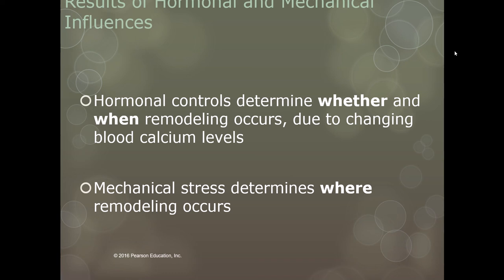So two regulatory mechanisms for controlling remodeling. The hormonal control determines whether and when remodeling occurs, always in response to changing blood calcium levels to maintain our blood calcium levels. But then the mechanical stresses will determine where the remodeling occurs. More deposition will occur in areas of high mechanical stress. More resorption will occur in areas of low mechanical stress. So the hormonal loop determines when the remodeling occurs, if it even occurs at all, and then the mechanical stresses will determine where that remodeling occurs.